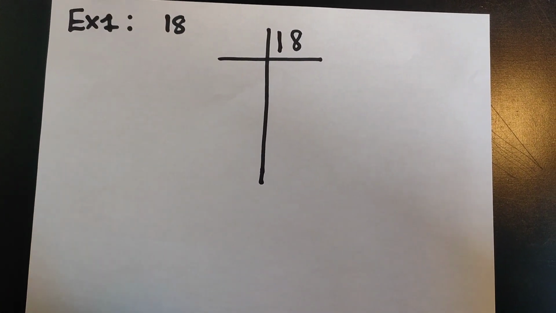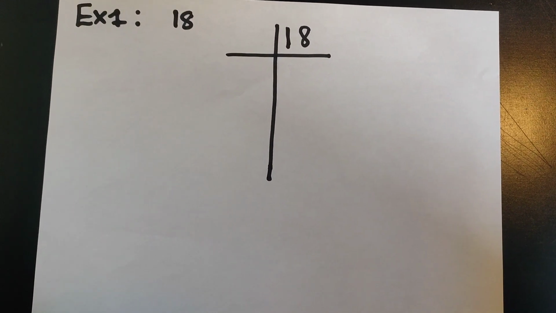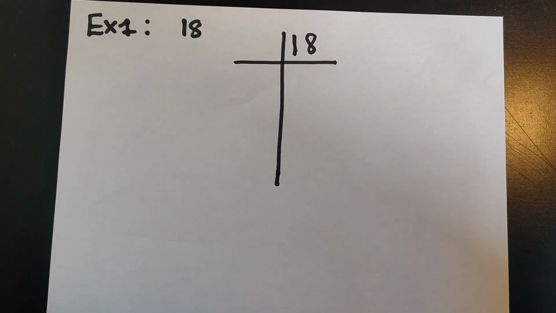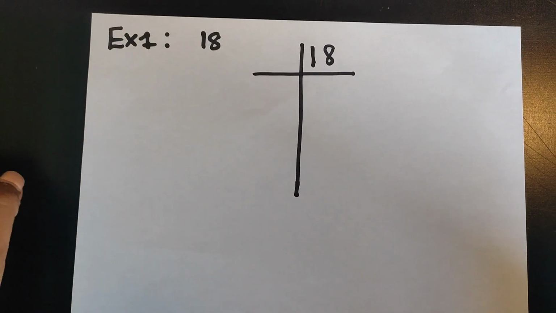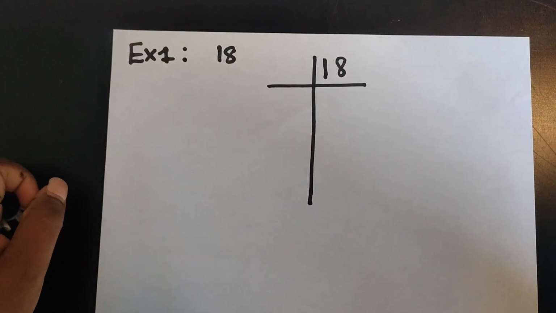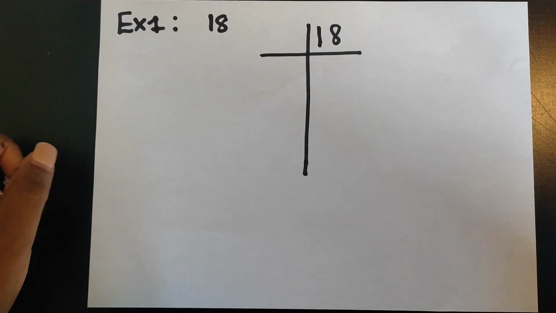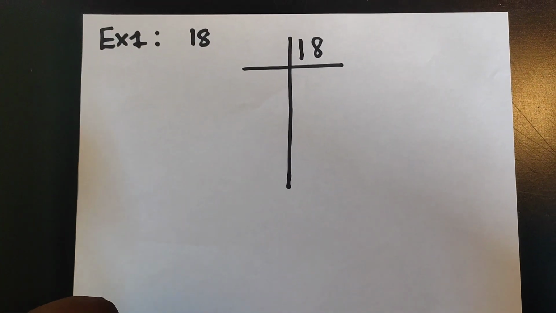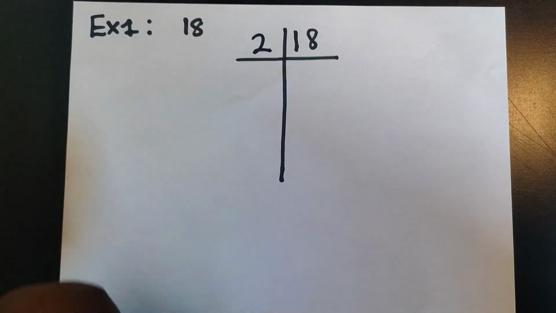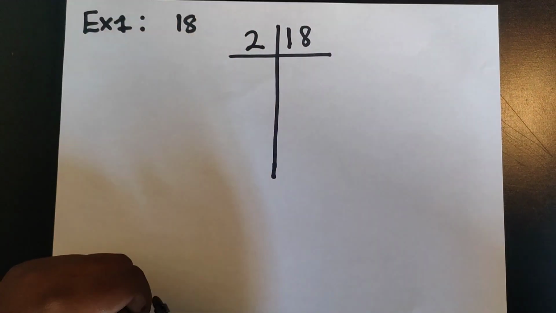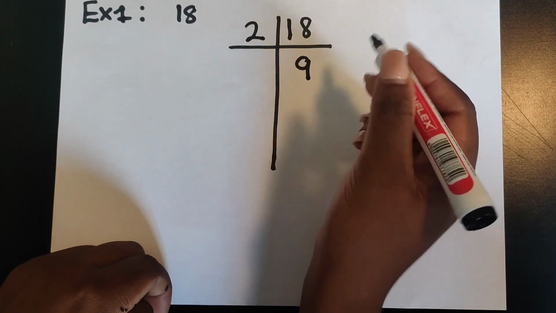So I know 1 goes into 18, but that's not the start for prime factorization. So 1 is there, but don't start at 1. 2 is the multiple that divides 18 with no remainder. 2 is the first lowest number that divides 18 with no remainder. So you're going to write down 2, right? So 18 divided by 2 is 9.